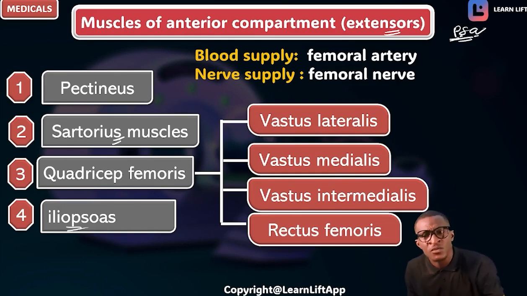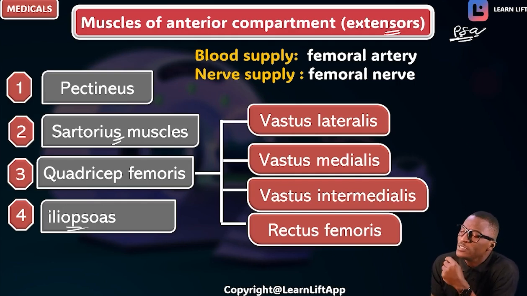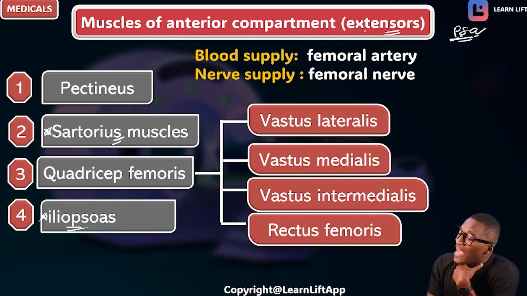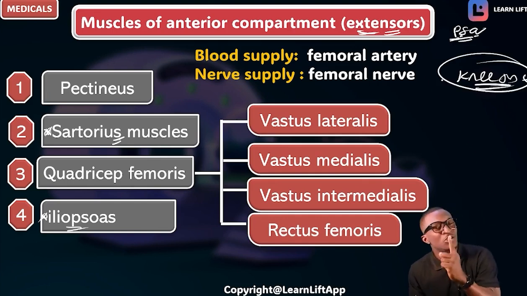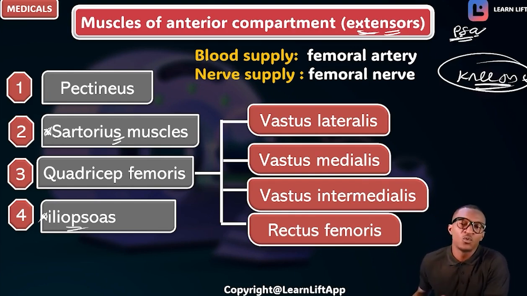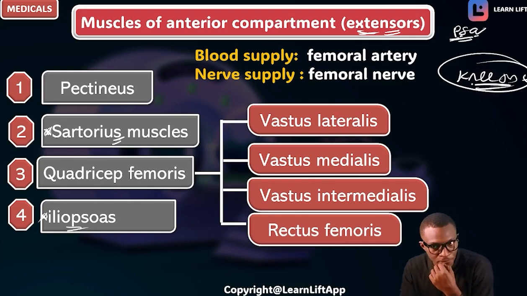Now listen to me. Time will not allow me to skip these 2 things here. First, there is something different about the sartorius muscle and the iliopsoas muscle. Yes, the anterior muscles are called the extensors of the knee joint. What I call the extensors of the knee joint. Extensors of the knee joint, not of the hip. Because all of them are acting on the knee joint. So they are extensors of the knee joint.